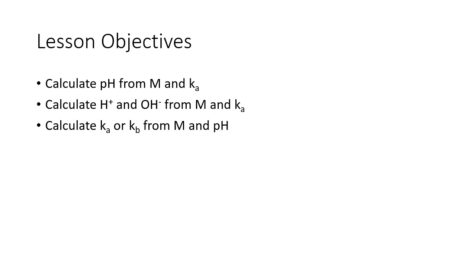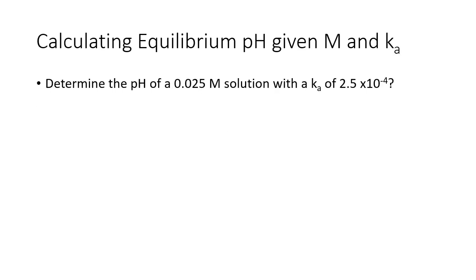So we're going to go into a bunch of different examples using the definitions for pH, pOH, Ka, Kb, Kw in order to fill in our ICE table values. All right, so we know this wouldn't be chemistry unless we tried to do some calculations with this. So let's calculate our equilibrium pH given a molarity and Ka.